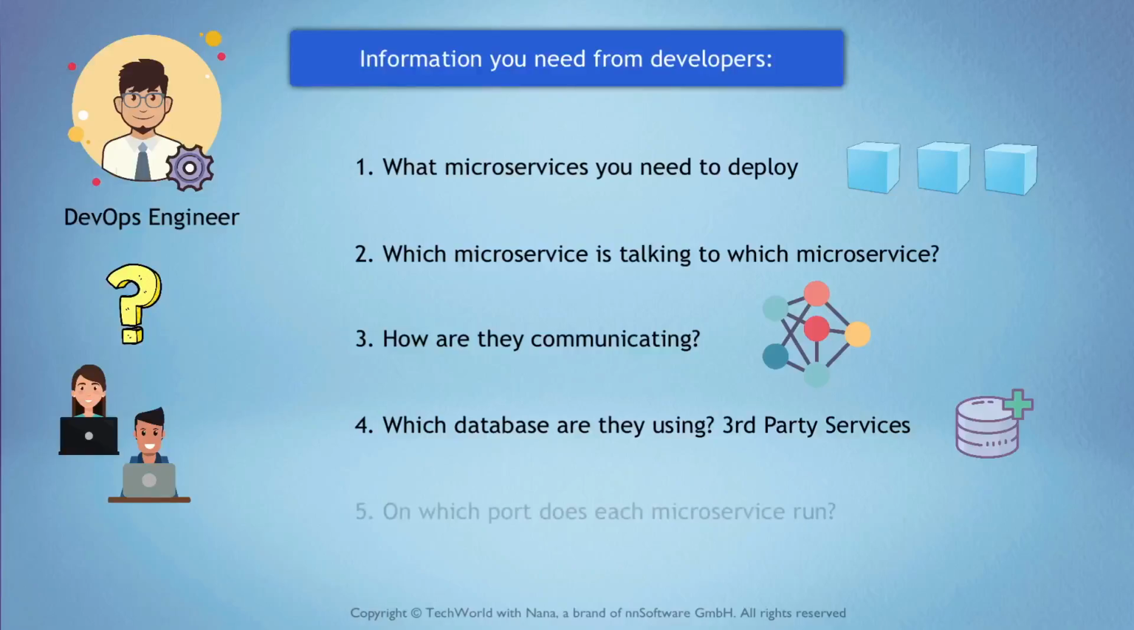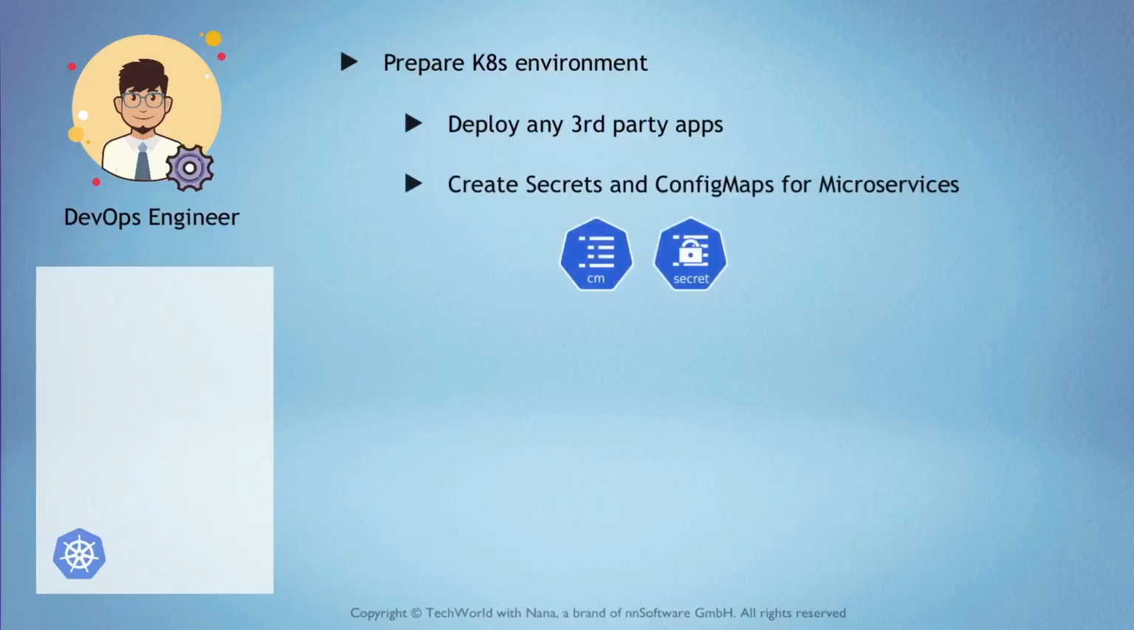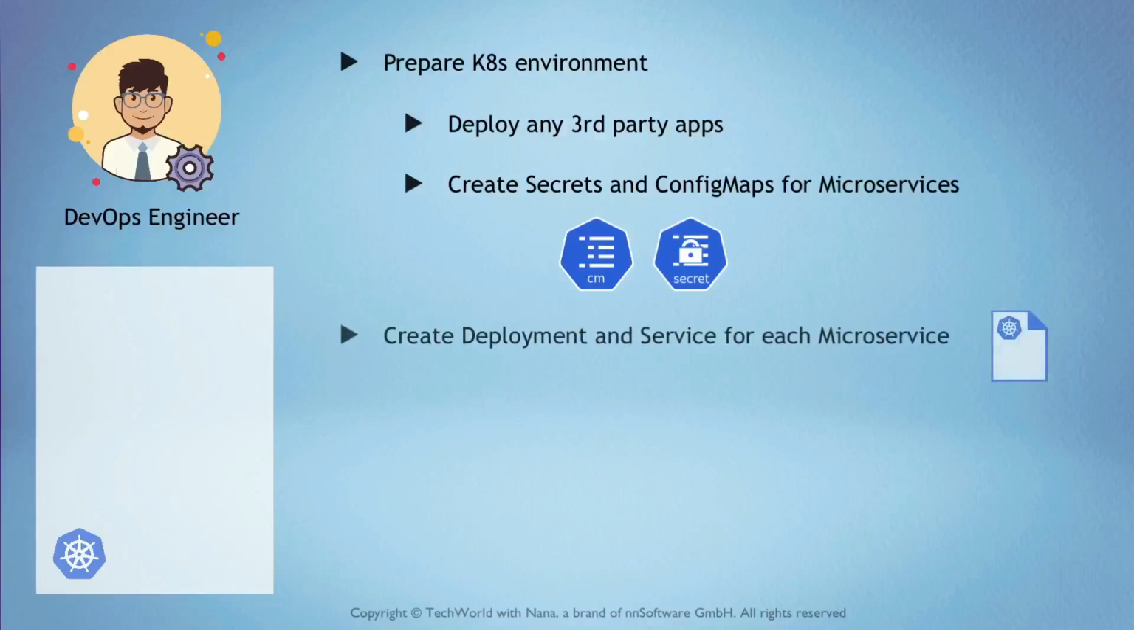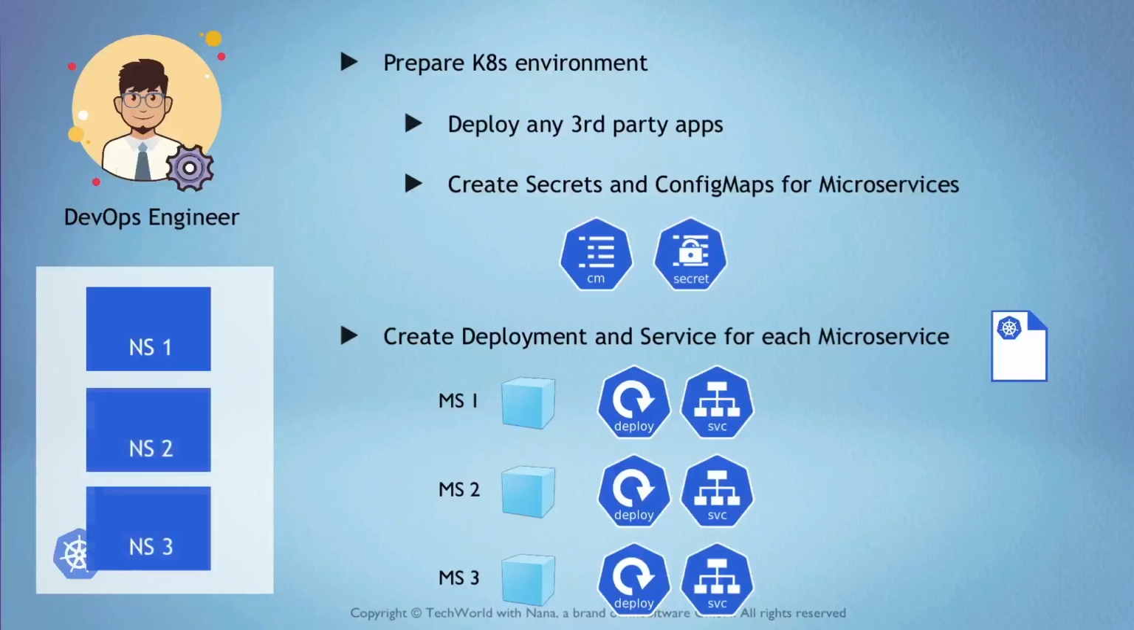Also important information is on which port each microservice runs. Using this information, now you can go and prepare the Kubernetes environment by deploying any third-party services that these microservices depend on or creating any secrets and config maps for the services. And then once the environment is prepared, you go and create Kubernetes manifest files for each microservice. This will be deployment and service components for each microservice. And you can also decide whether these microservices will run in the same namespace or each microservice will run in its own namespace.